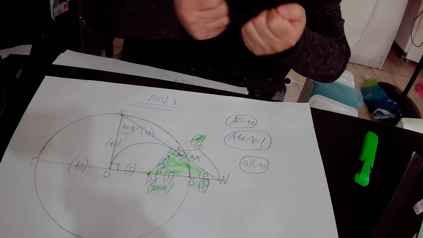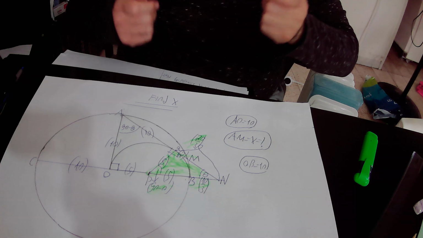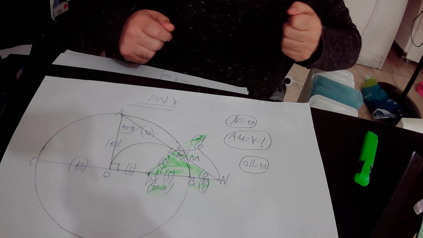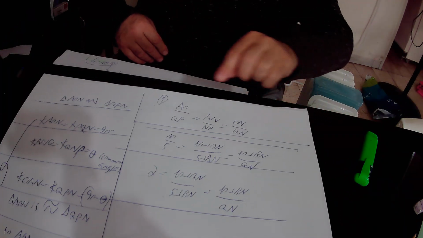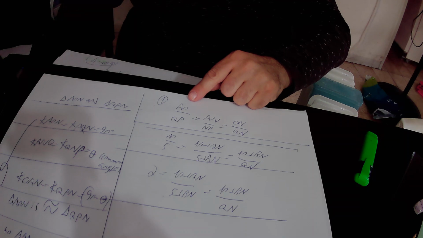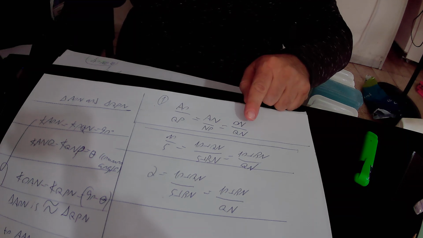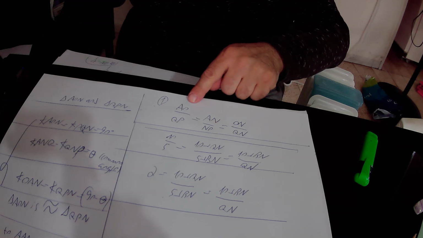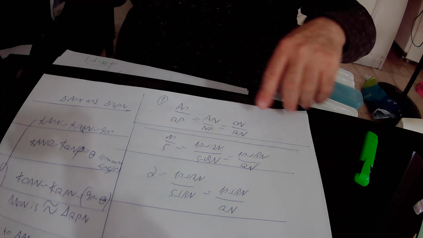And from the fact that those two right triangles are similar to each other, we derive that the following relationship exists between their sides. We derive that AO over QP equals AN over NP equals ON over QN. AO is 10, QP is 5, and it is equal to AN.